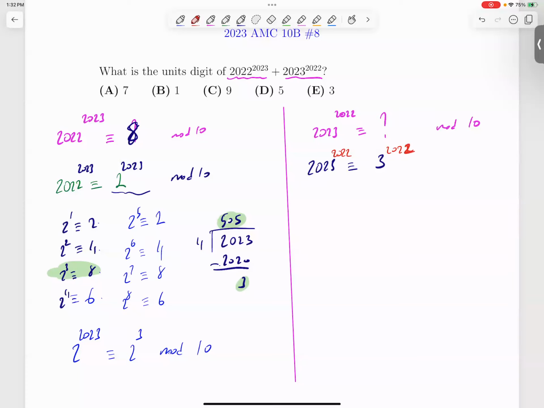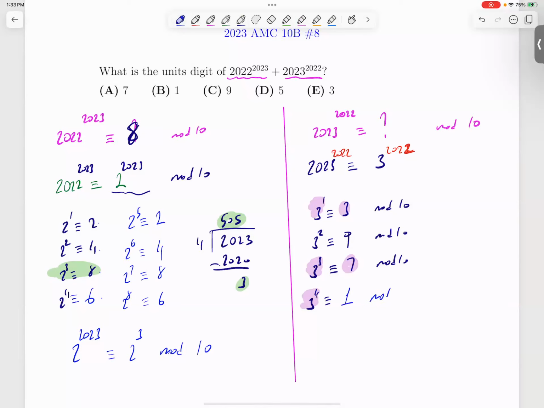Now we have to look at the powers of 3. 3 to the first power is congruent to 3 mod 10. 3 squared is 3 times 3, which is 9, mod 10. 3 cubed is 27, which is congruent to 7 mod 10. And 3 to the power of 4 is 81. We can also use the remainders: 3 cubed times 3 to the first is 3 to the fourth, and 7 times 3 is 21. If we divide by 10, the remainder is 1, mod 10.